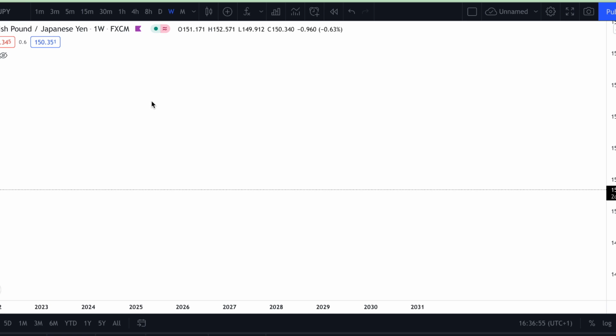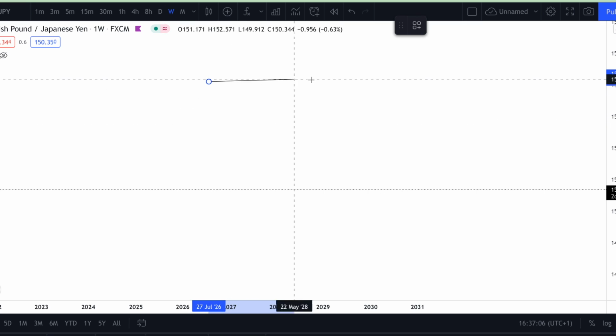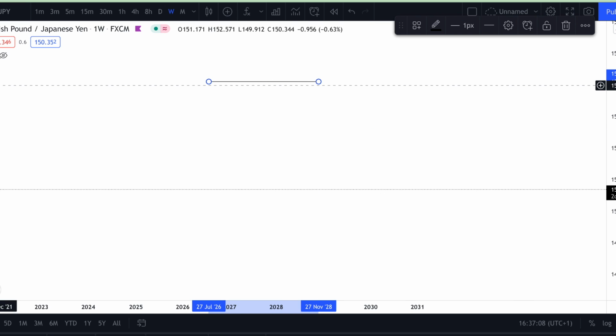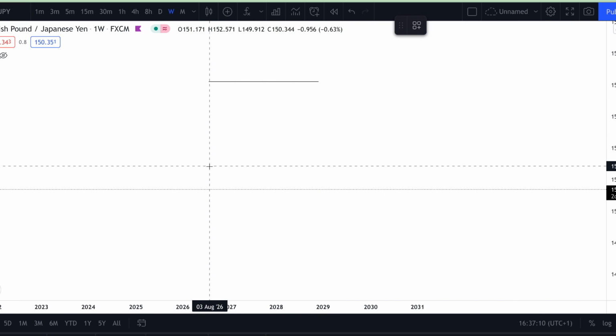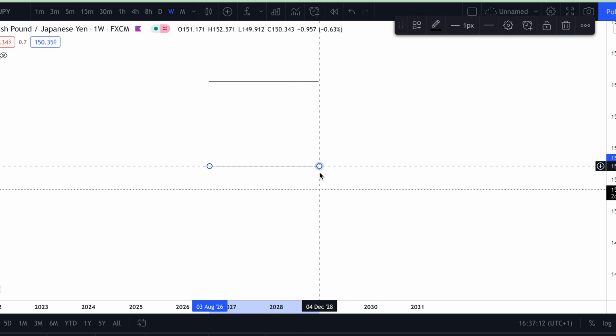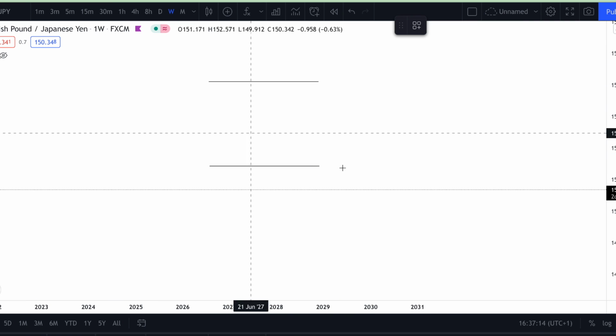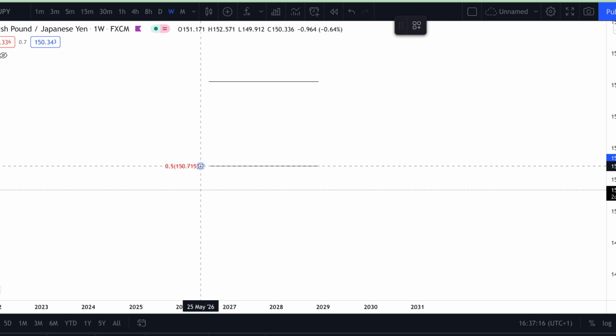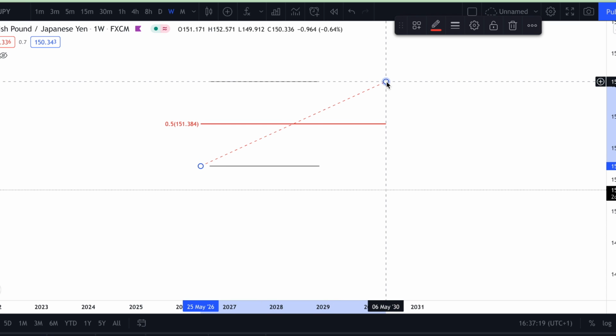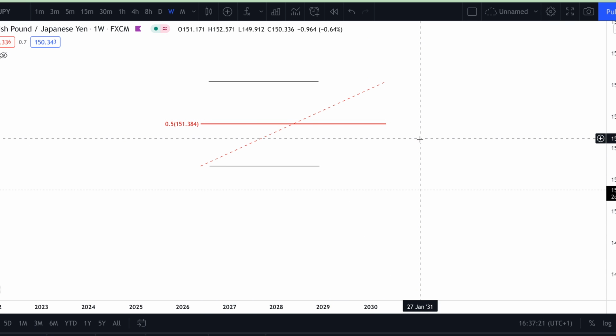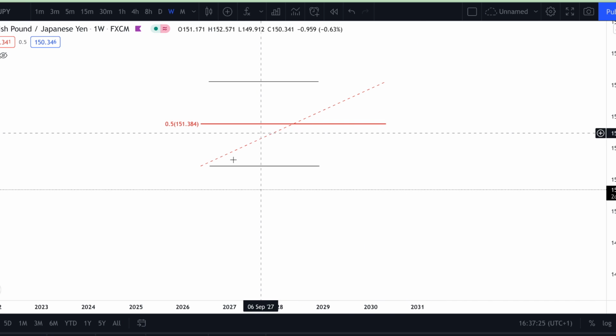So alright, before we actually get into equilibrium, equilibrium is when supply and demand is equal. Let me give you guys an example. So this is our supply and this is our demand. Equilibrium is the 0.5 fib of that level. Right, simple as. How can we use that to our advantage?